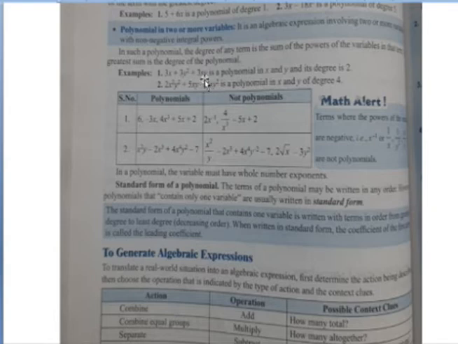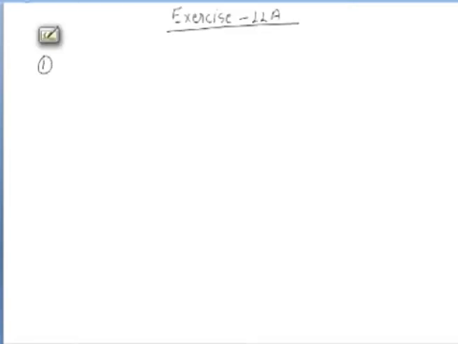Here x and y, just add the powers of these variables. Power of x is 1, power of y is 1. So 1 plus 1, 2. Here power of x is 2, y is 2. So add 2 plus 2, 4. So the degree of this polynomial is 4. Which of the following algebraic expressions are polynomials?